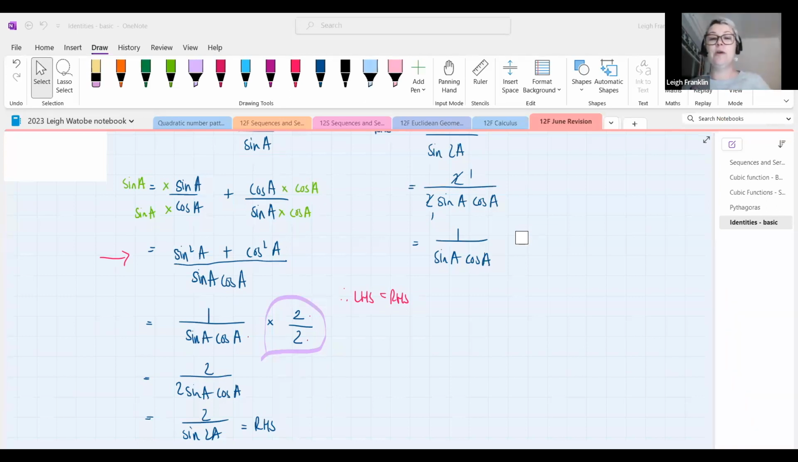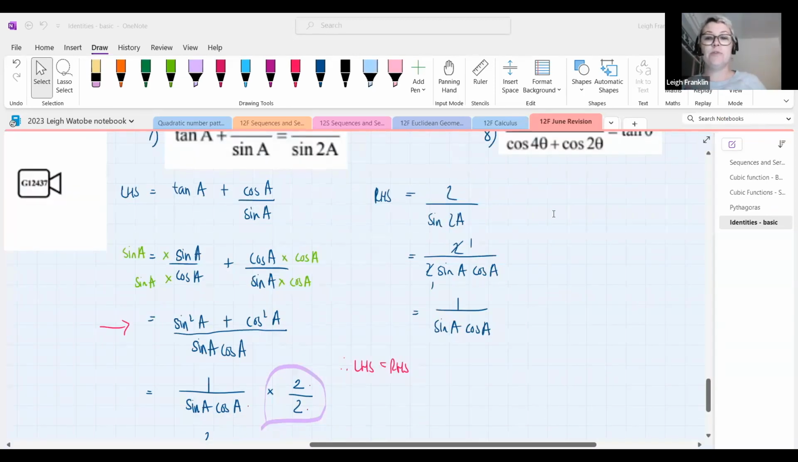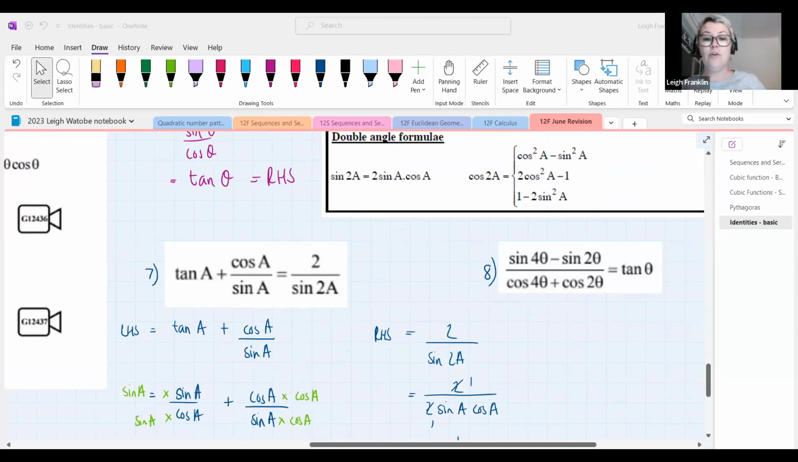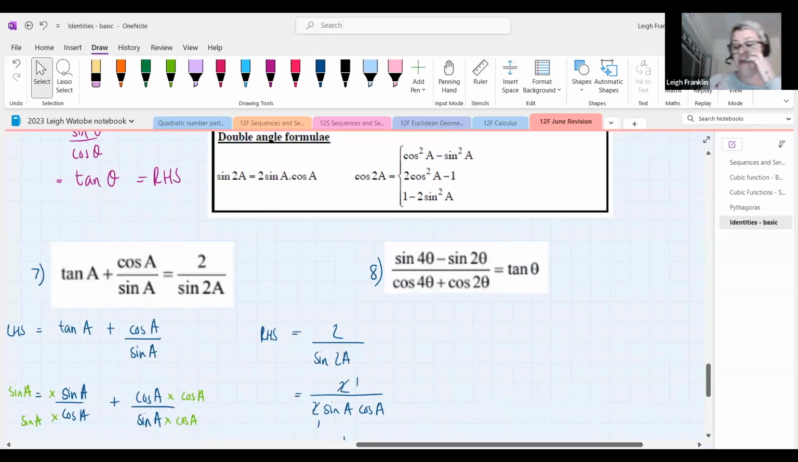All right, we can do number 8 on Monday when I see you guys again. So I'm just going to scroll up there. Have a look at question 8, and then we'll start next lesson doing question 8.